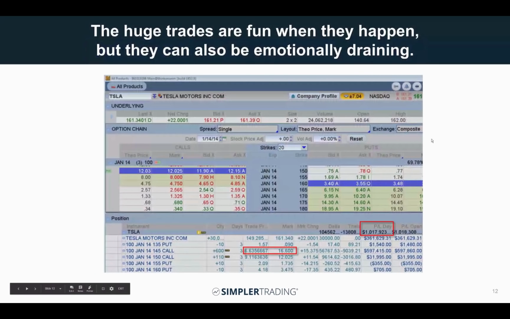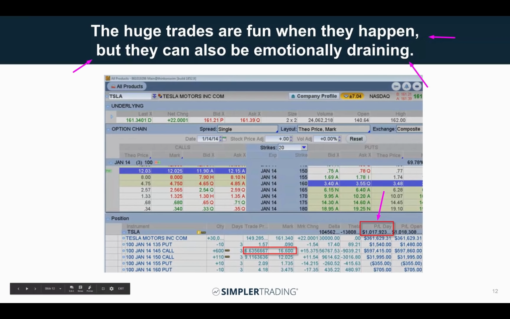Now, I'm the first one to say that the huge trades are fun. I know a lot of you were in the trading room the day that I did this $1 million trade on Tesla back in 2014. All right, guess what? They're fun. That was an awesome trade. I used that money to buy a ranch. It was great. But the problem with that too is they can be emotionally draining because then it's like, oh my God, where's the next big win?